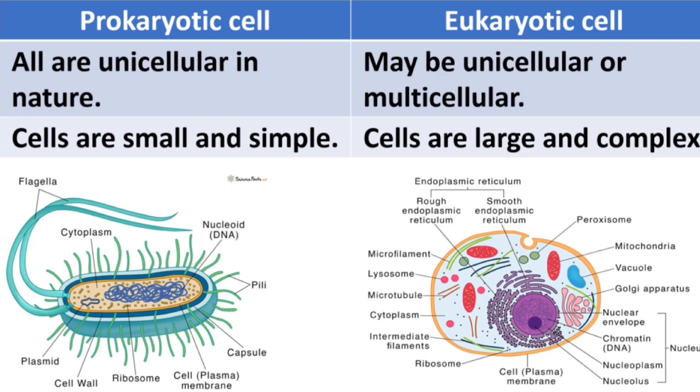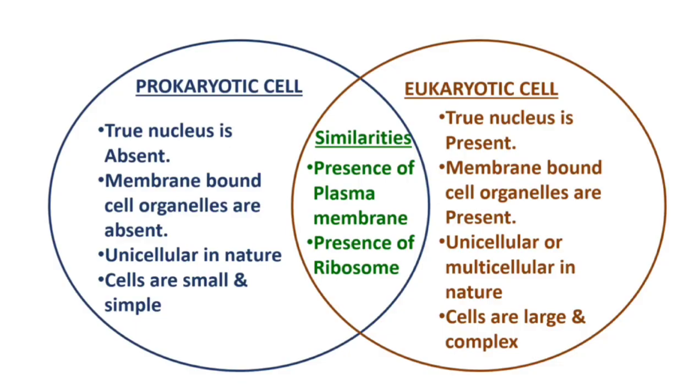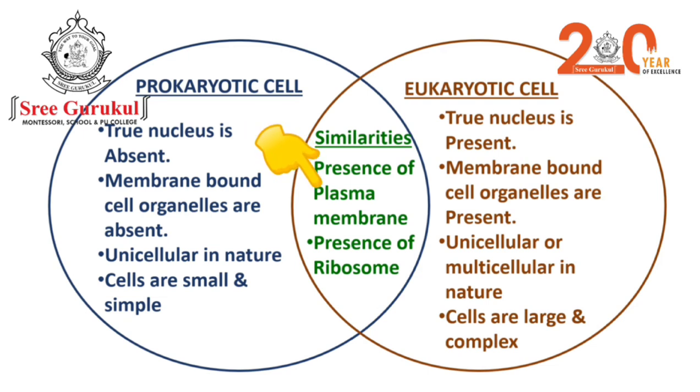Then what are the similarities between these two cells? The plasma membrane is common to both prokaryotic as well as eukaryotic cells, right? You can observe the plasma membrane in both of these two cells. This is one similarity. And another one is the ribosomes. Ribosomes are present in both prokaryotic cell as well as eukaryotic cell. But in prokaryotic cell, 70S type of ribosomes are present, whereas in eukaryotic cell, 80S type of ribosomes are present.